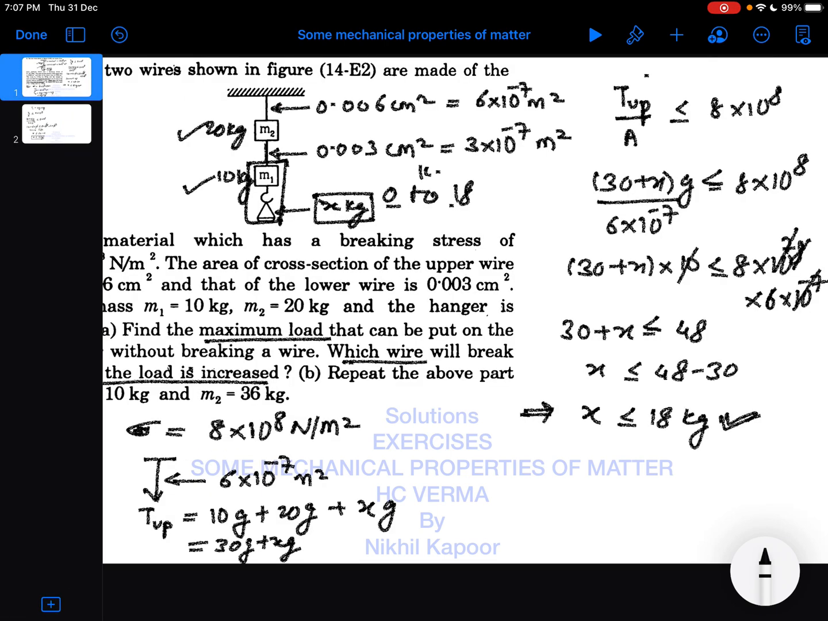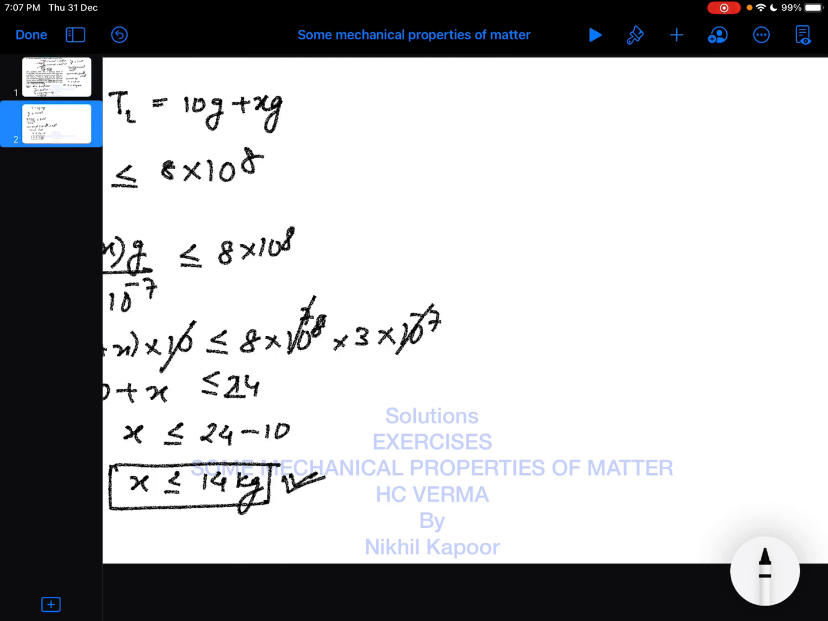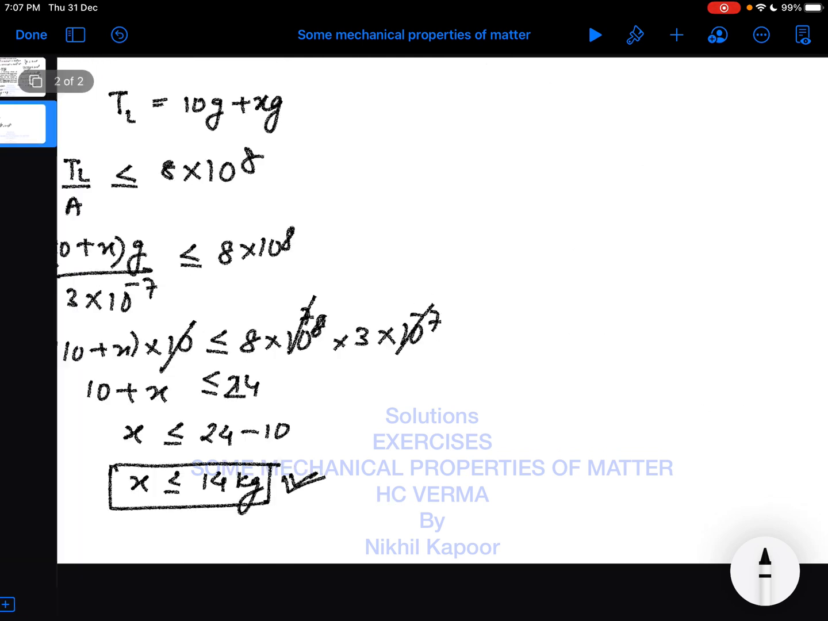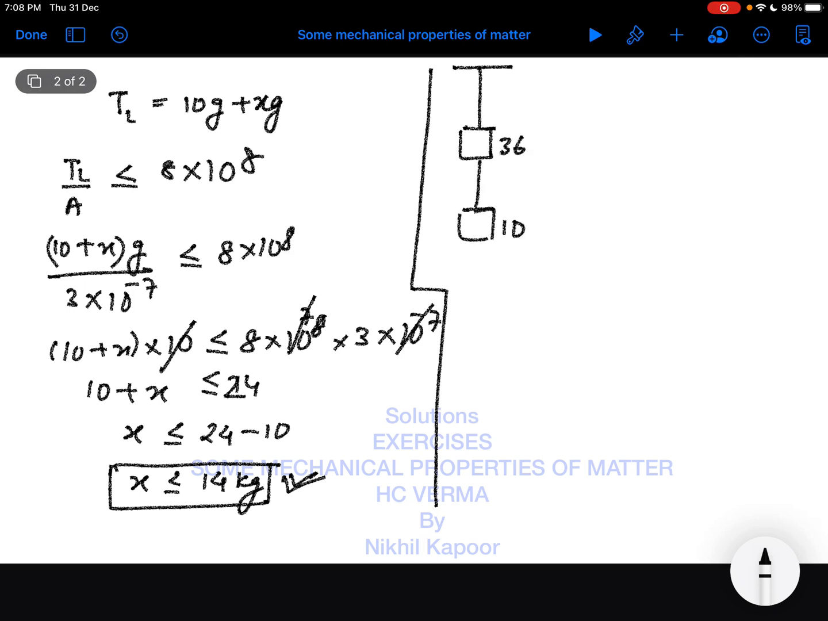So that's why this is the answer to the first question. Now in the second part of this question, it is said to repeat the above part if M1 is 10 kg and M2 is 36 kg. So now let's repeat the other part taking M1 and M2 as given values. Here again this is the upper wire. Now this is made 36 and this remains 10, while this is the load in the pan, which is X.